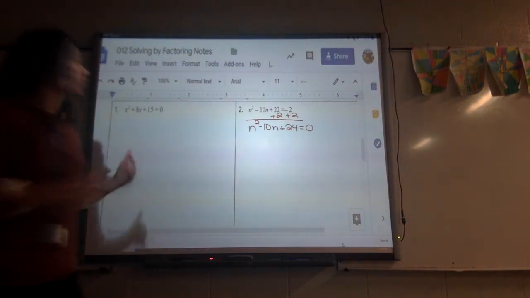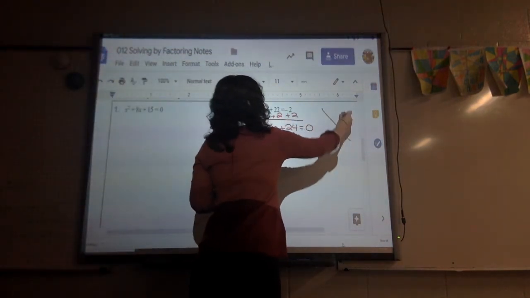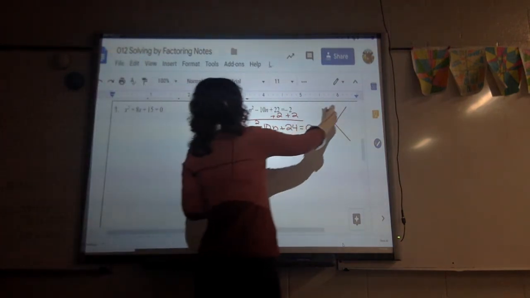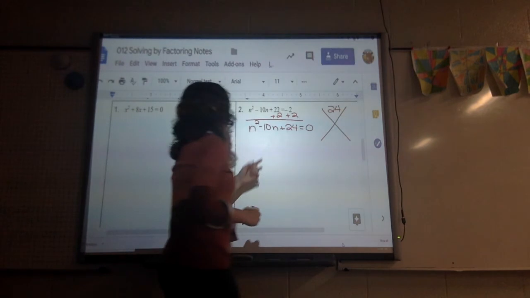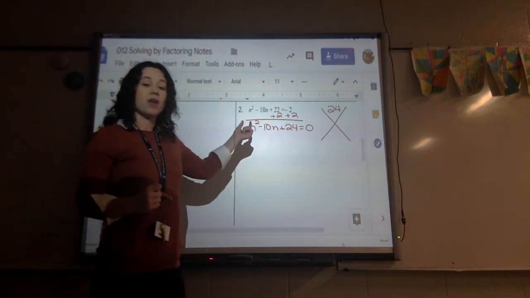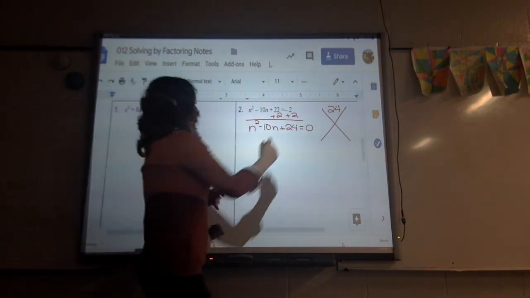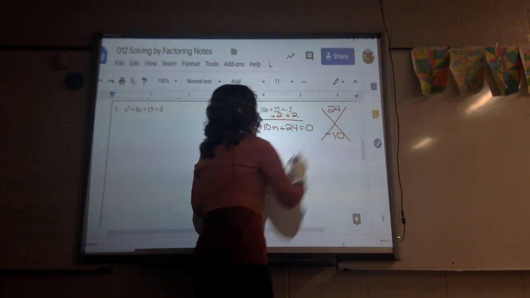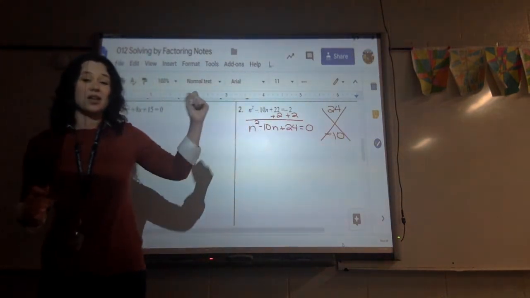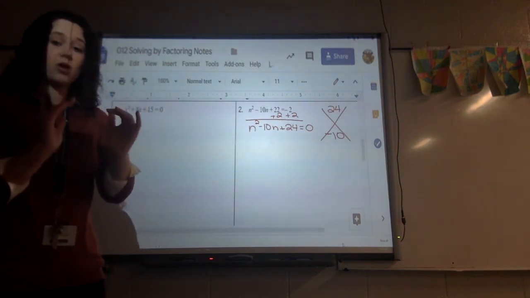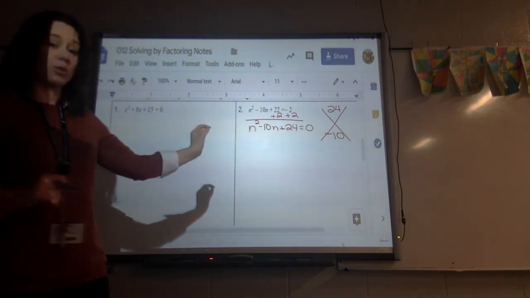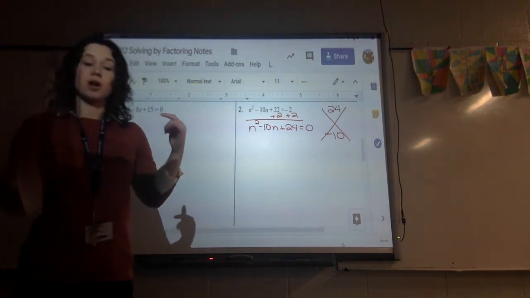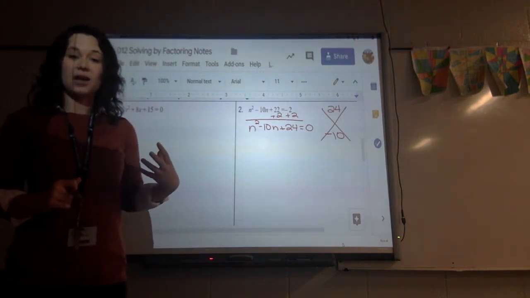Okay? So I'm going to draw out my x. And again, C, the number by itself, goes on top. So 24. And B, the number with x, or n in this case, goes on the bottom. And I do want to draw your attention to one thing. Don't forget, if your number has a negative, take that negative with your number. So this is a negative 10 here, not a positive 10. So now I am looking for two numbers that multiply to 24 and add to negative 10.